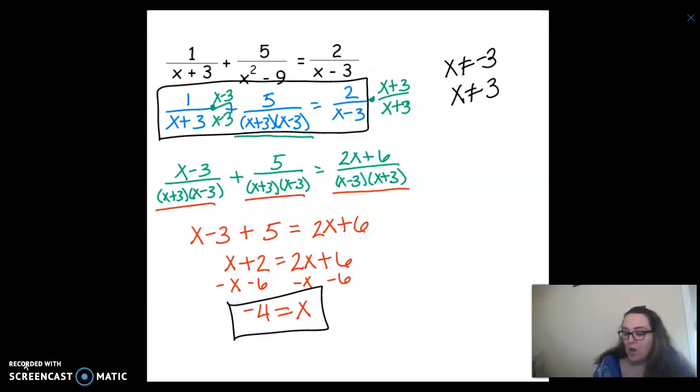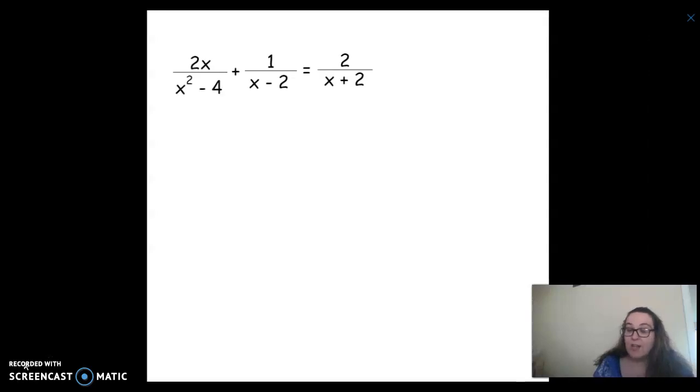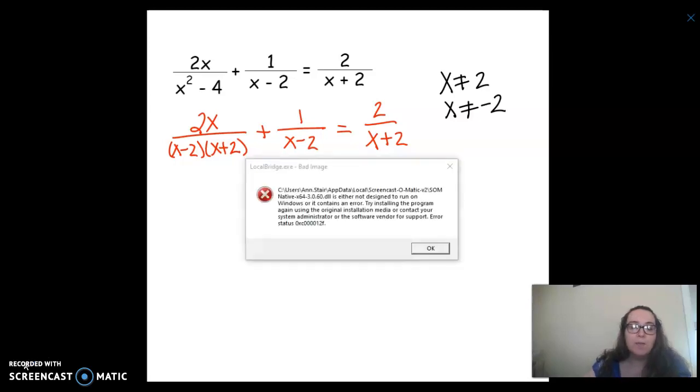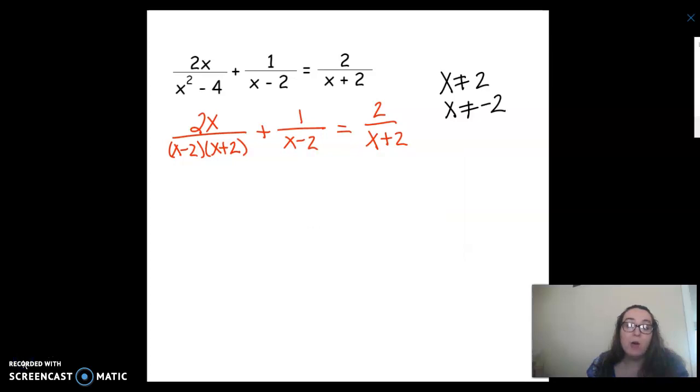All right. Next question. Go ahead and write it down and again factor what can be factored, and write what x cannot be while we're at it. All right, there is what x cannot be after I have that denominator factored. Now pause it and multiply the rationals that need multiplied so that they all will have a common denominator.